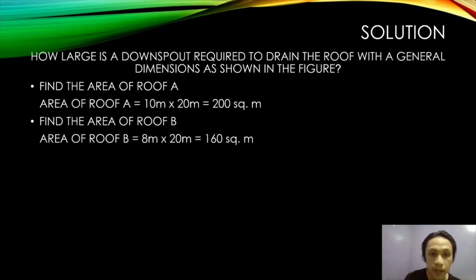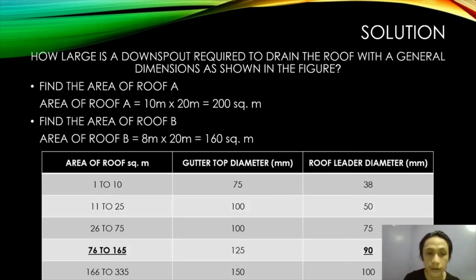For roof B, again, we have to solve for the area, which is 8 by 20. Then we have 160 square meters. Then we refer to the table right away. It belongs to 76 to 165. Then our answer is 90 millimeter, since 76 to 165 has a designated 90 millimeter diameter. So our answer for roof B is 90 millimeter diameter.